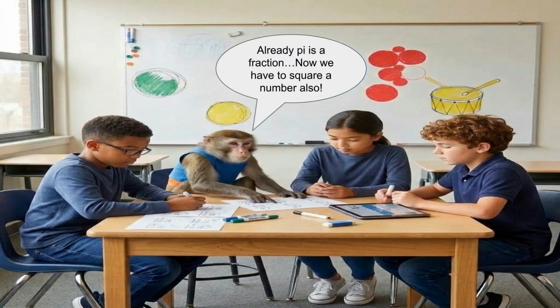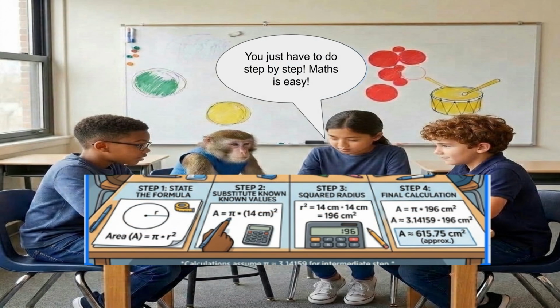Already pi is a fraction? Now we have to square a number also? You just have to do step by step. Maths is easy. State the formula, substitute known values, square the radius, and do the final calculation.